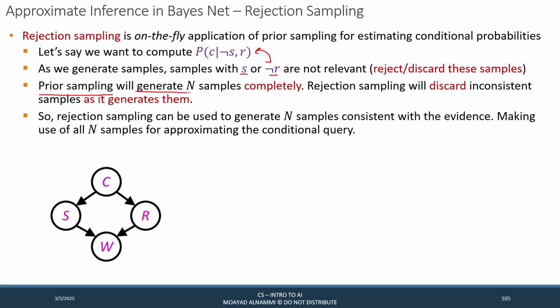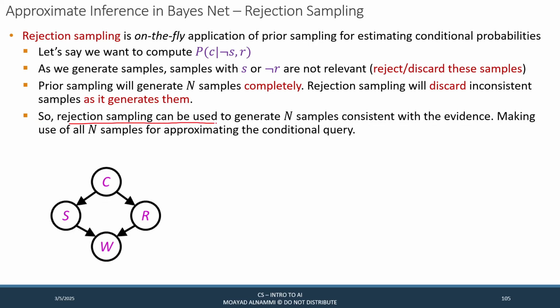Whereas prior sampling will generate N samples completely. So you do the full sampling for all samples completely, and then you ignore the samples that are not consistent with the evidence. Whereas rejection sampling will discard inconsistent samples as it generates them. That is the main difference between prior and rejection sampling.